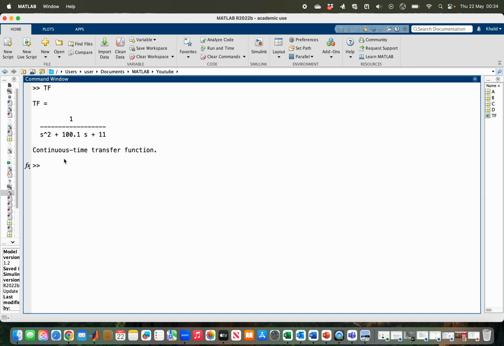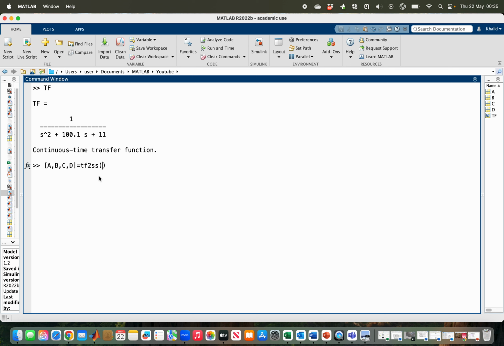So here we are in MATLAB. This is the transfer function model I want to convert to state space model, and I need my A, B, C, D matrices. So I declare them as my output A, B, C, D, and then I use the function transfer function to state space, and it carries two arguments.